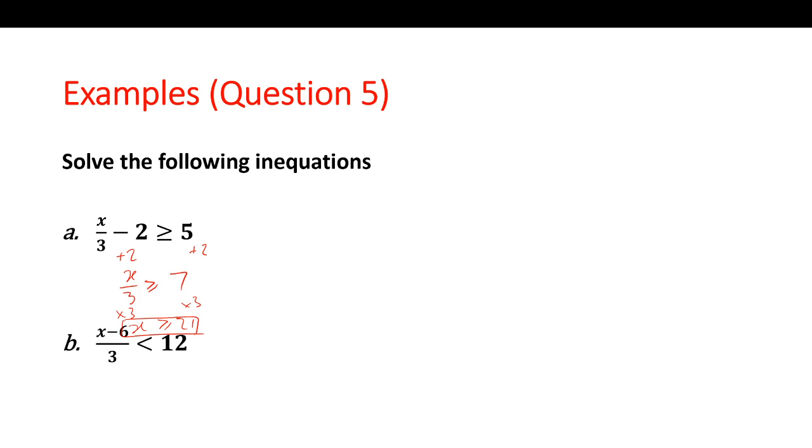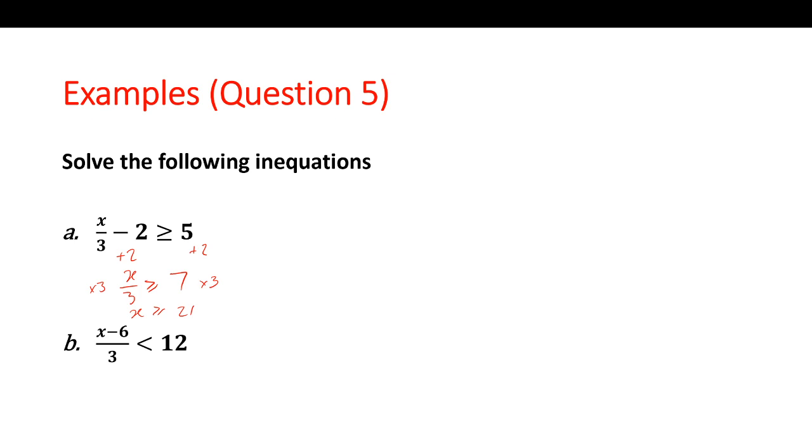Okay, and the next one. Let me fix up this one a bit so I can actually fit it on. So if I do times 3 here, times 3 here, that leaves me with x is greater than or equal to 21. Okay, x minus 6 over 3 is less than 12.